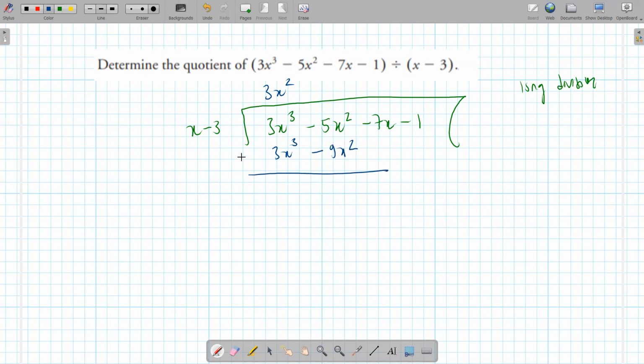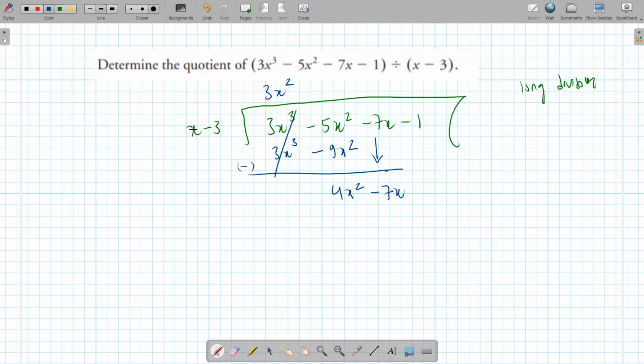Now, in this, we always subtract. 3x cubed and this cancels out. And then negative 5x squared plus 9x squared. Notice this becomes a plus. So that's going to give us a 4x squared. And once you cancel something out, you're allowed to bring the next term down. Okay. Now the same thing.